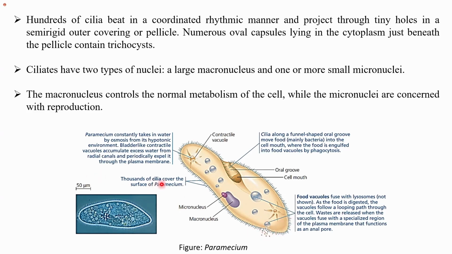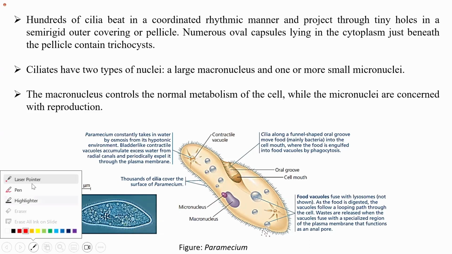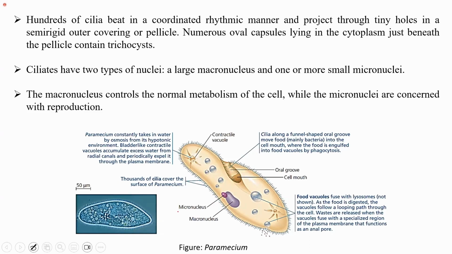A very important thing is that it has two nuclei. One is a micronucleus and the larger one is a macronucleus. The macronucleus controls the normal metabolism, while the micronucleus is concerned with reproduction. Now we have the contractile vacuole also.